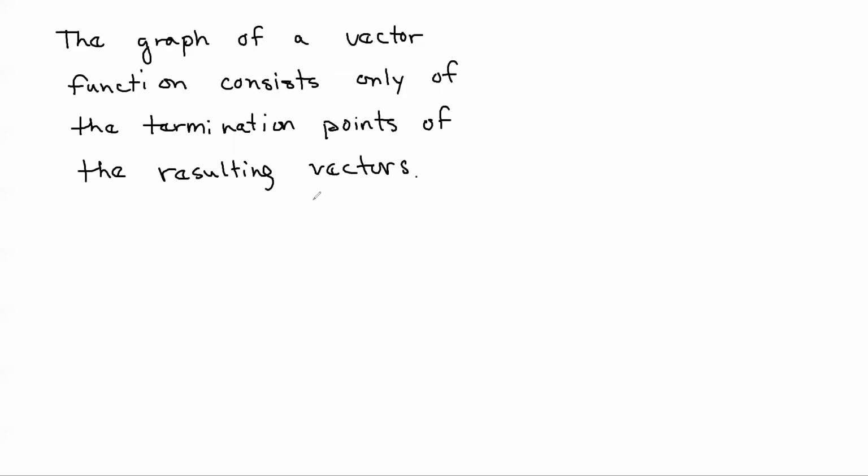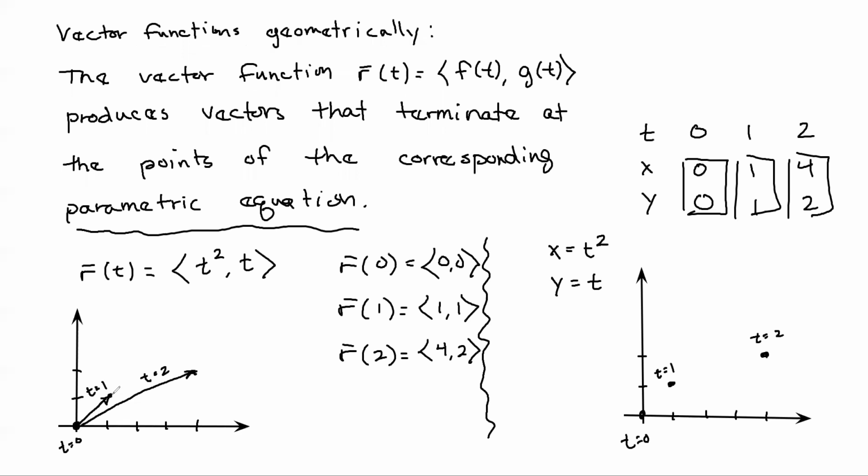As a result, because we have placed that restriction on vector functions, we don't end up graphing the vectors, we just graph the termination points. So if you're asked to graph this, you're not going to draw this picture. You're just going to draw where the termination points are. You're going to draw this point because that's the termination point for 0, 0. You're going to put this point because that's the termination point for 1, 1. You're going to put this point because that's the termination for 4, 2.